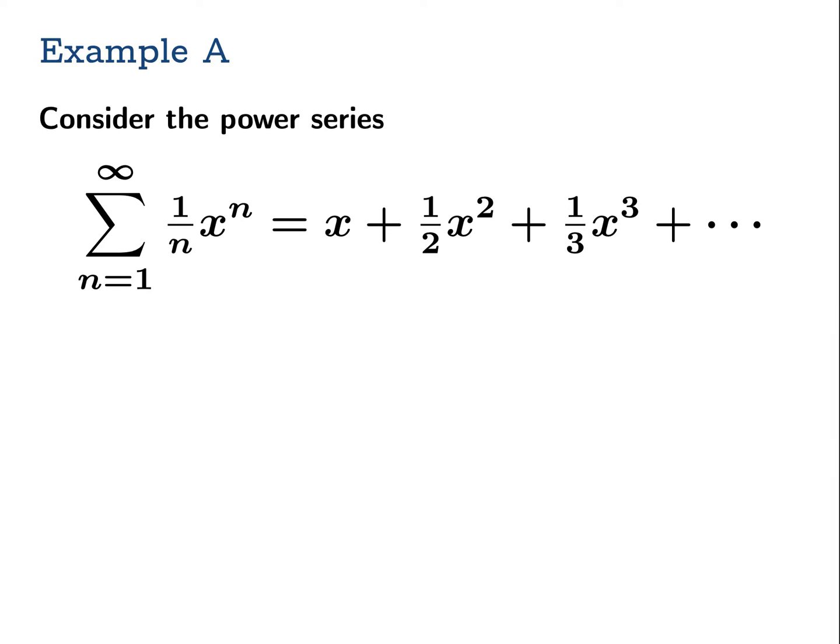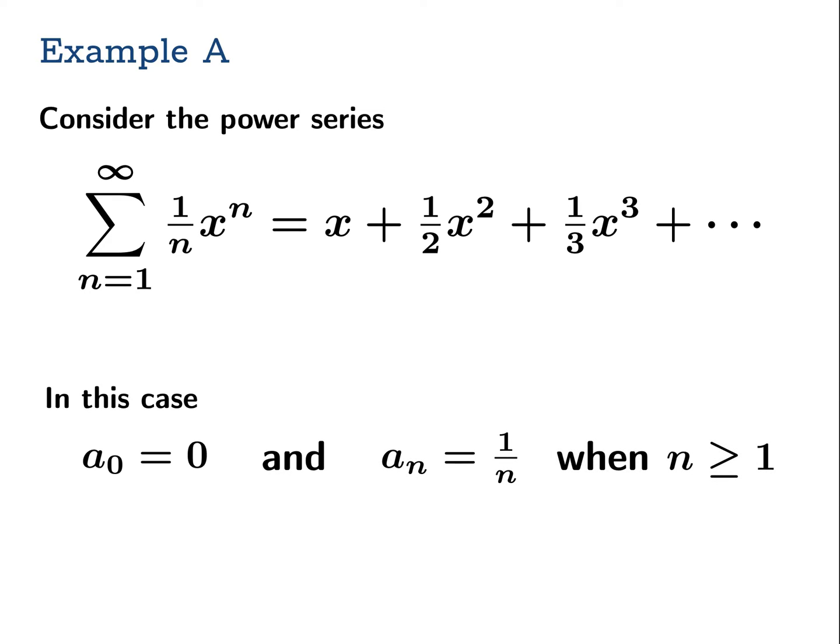Here's a power series. It's got a nice formula in sigma notation, and you could expand it out. And so there's your power series, and you would notice that in this case, a_0, the constant coefficient, is 0. The other coefficients all have a pattern. a_n is 1 over n when n is greater than or equal to 1. So the coefficient in front of x happens to be 1. The coefficient in front of x squared happens to be a half, and so on. So those are your coefficients for your power series.